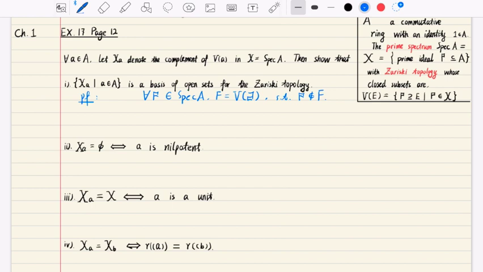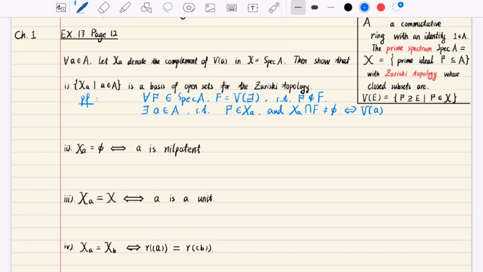The complement is an open subset. We need to show that for this pair, a point P and a closed subset F, we can find a such that P belongs to XA and XA is disjoint with F. In other words, the complement of XA, VA, is bigger, contains the closed subset F.